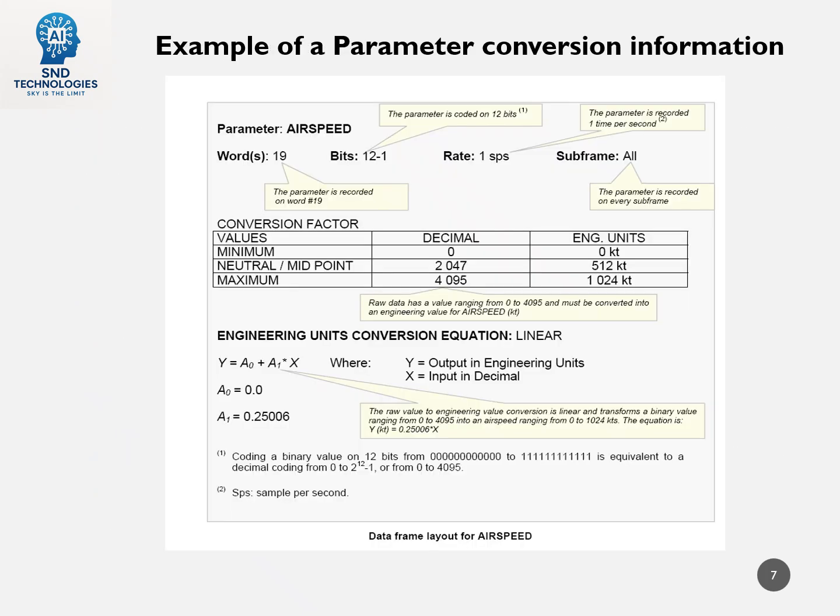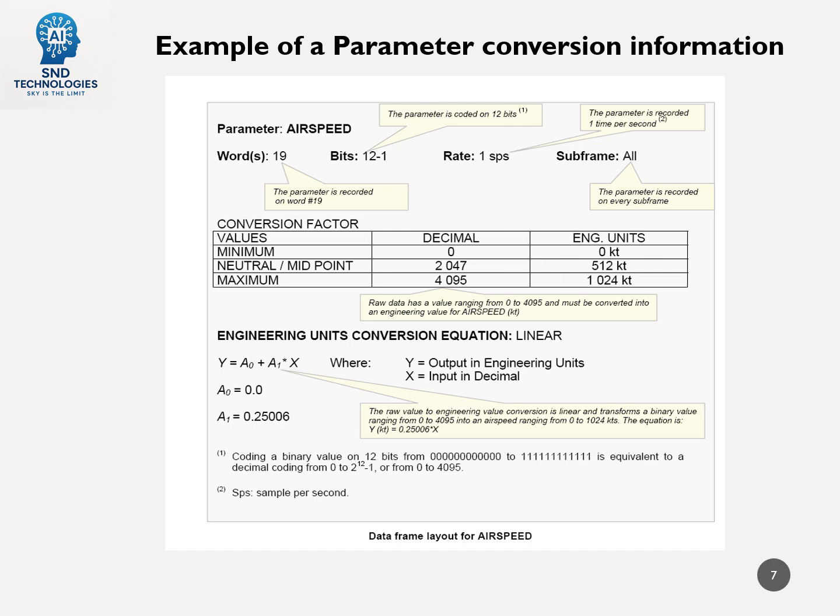This is a sample of information provided in the FDRPL provided by the OEM. It tells you that, for example, if you want to see the airspeed in the raw data, how do you know? Airspeed is contained in word number 19. Subframe number "all" means it is available in all subframes. And then you will see bit number 1 to 12. In some of the words, it's 10 bits, from 2 to 12 or 3 to 12.